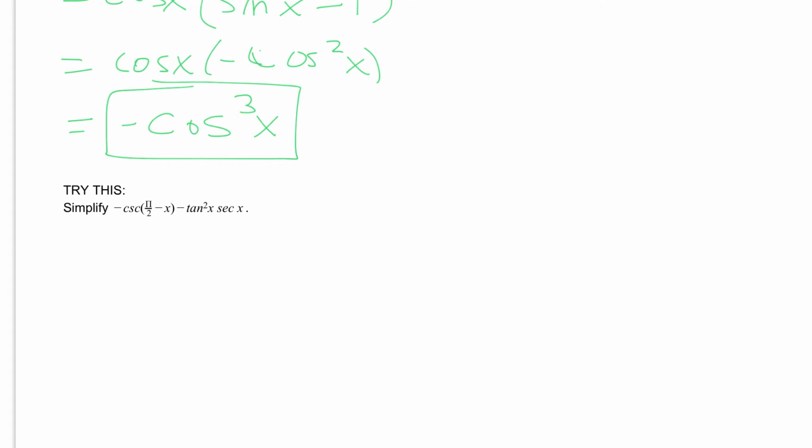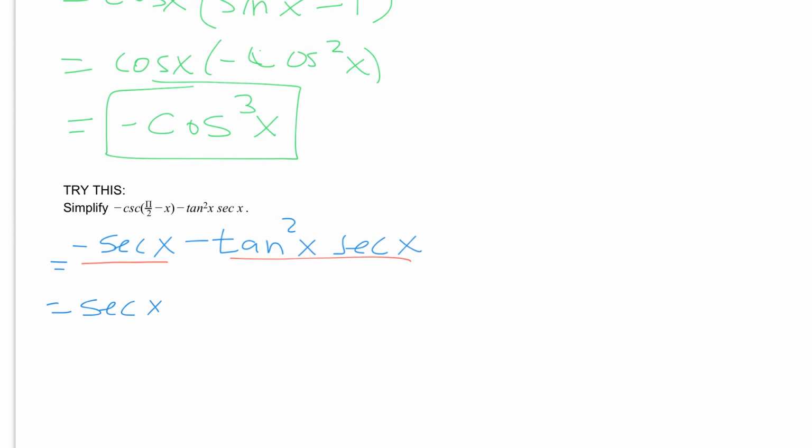If you did the try this correctly, your first step, what I would have done is I would have changed this cosecant of pi over 2 minus x to a secant x. So we get negative secant x minus tangent squared x times secant of x. And then again, looking at the two different terms that we have, here's my first term, here's my second term. What's common to both of these terms is a secant of x. So I'm going to take that secant of x out in front. So I'm going to factor out a secant of x. And what I'm left with here is if I divide negative secant by secant, I get negative 1. And then if I take secant out of here, I'm left with a minus tangent squared x.